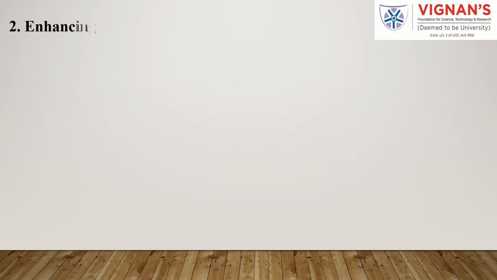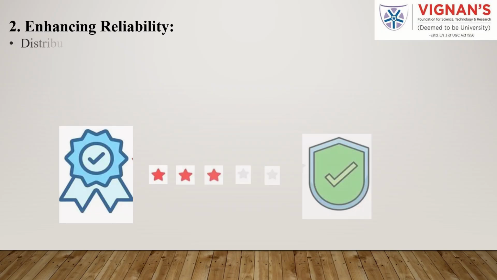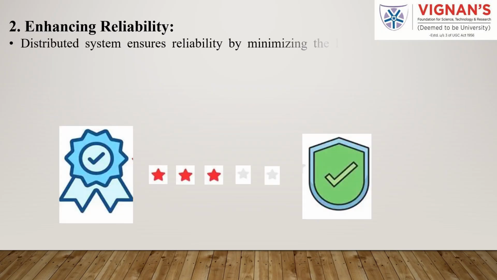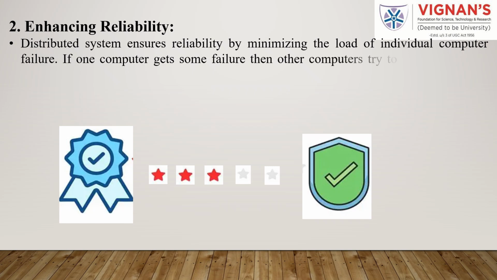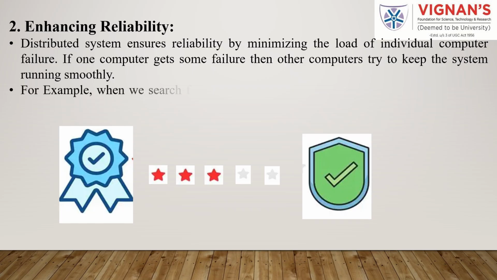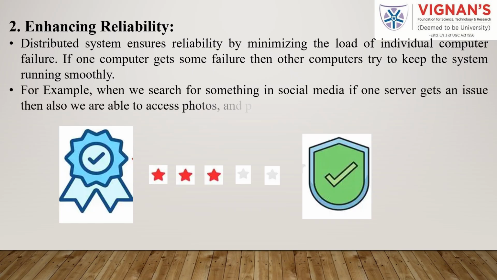Enhancing reliability. A distributed system ensures reliability by minimizing the impact of individual computer failure. If one computer fails, then other computers try to keep the system running smoothly. For example, when we search for something on social media, if one server gets an issue, we are still able to access photos and posts because they switch the server quickly.